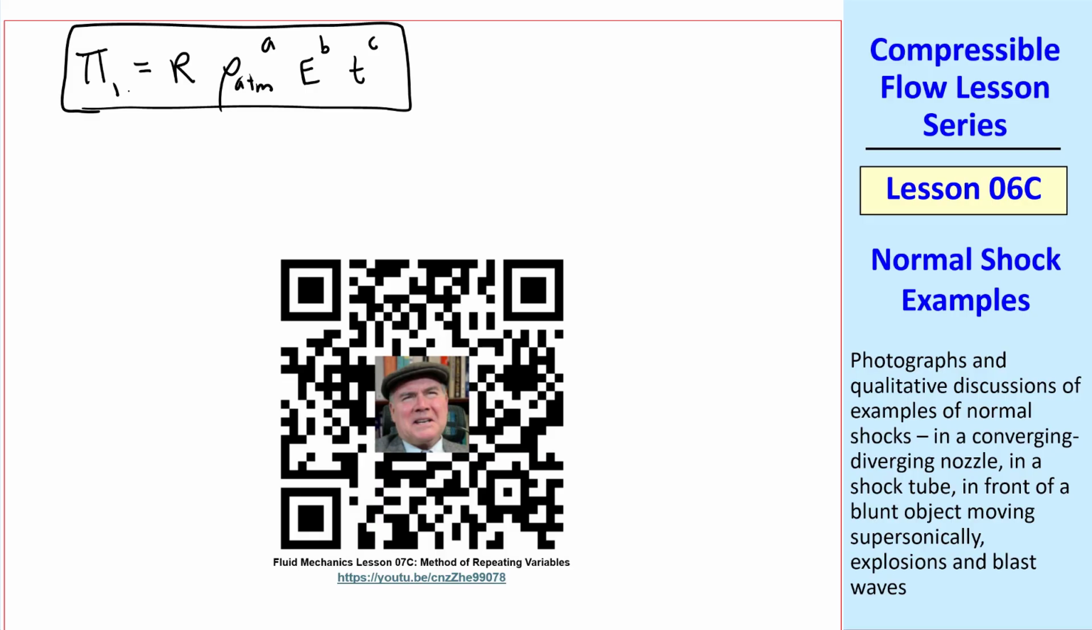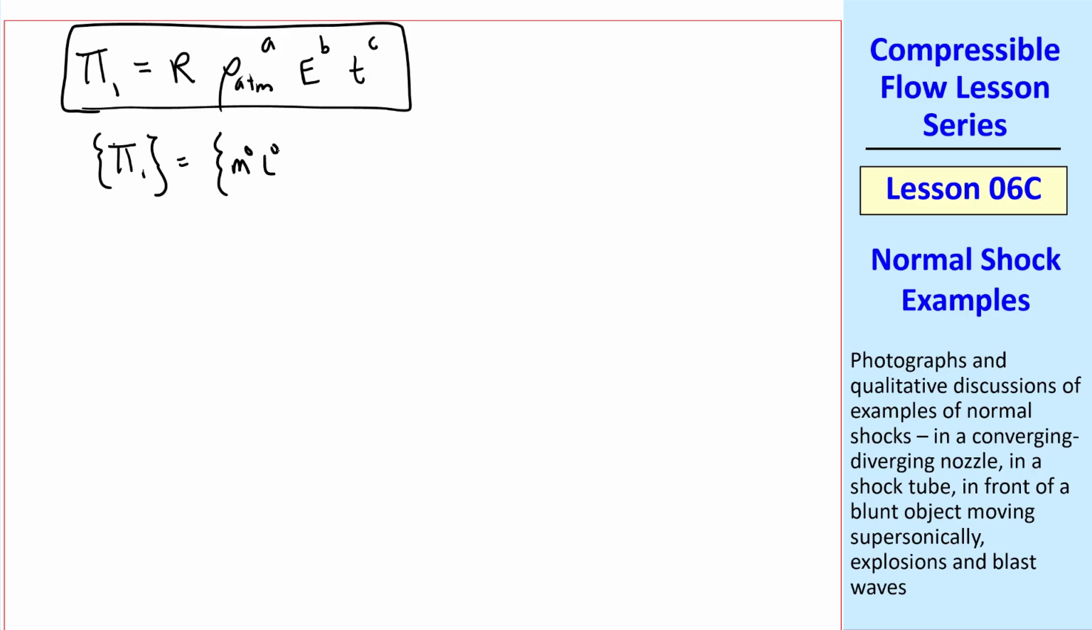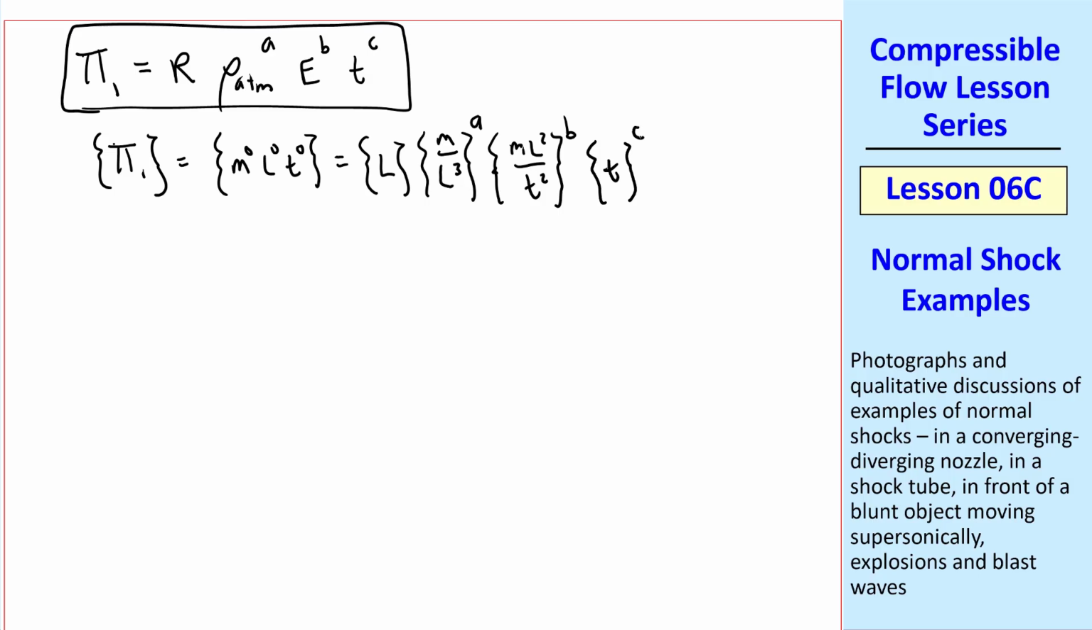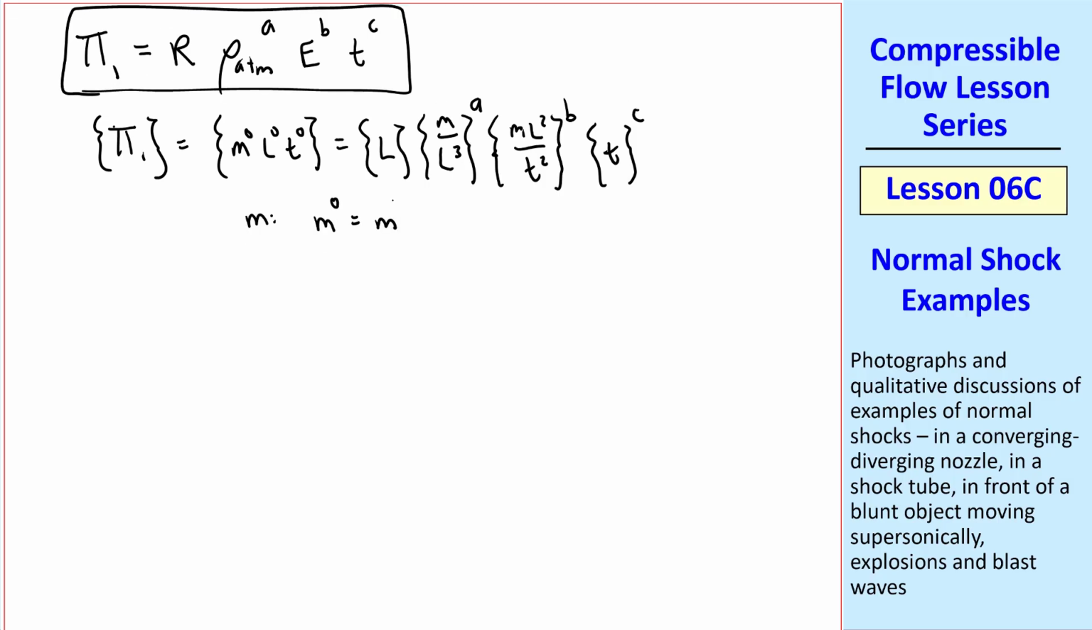Now all we have to do is find these exponents, and we do that by forcing our pi to be dimensionless. So m to the 0, L to the 0, T to the 0. In other words, there's no dimensions. Plug in L for R, m over L cubed for atmospheric density raised to exponent a, the dimensions of energy raised to the b, and then time to the c. To force this to be 0 dimensions, we know that for mass, m to the 0 equals m to the a, m to the b from here and here, and we can add exponents when they're multiplied like this, so 0 equals a plus b. In other words, a equals negative b.